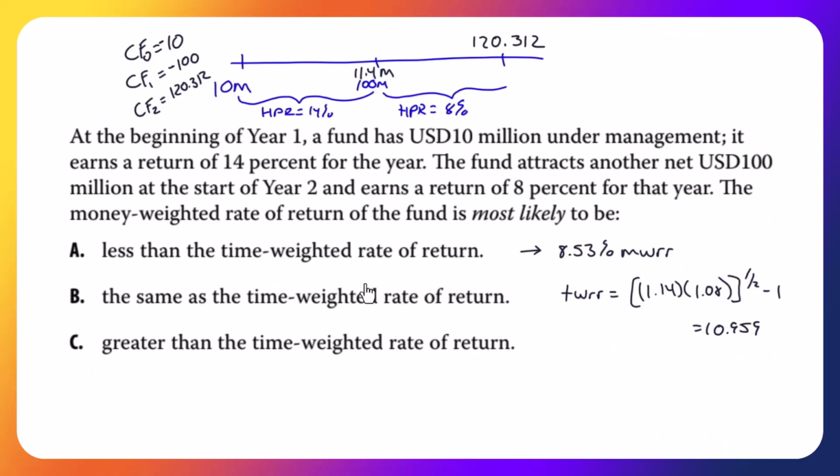Okay, this is another question in which we really don't have to calculate very much because we could just use logic. At the beginning of year 1, a fund has 10 million under management. It earns a return of 14% for the year.